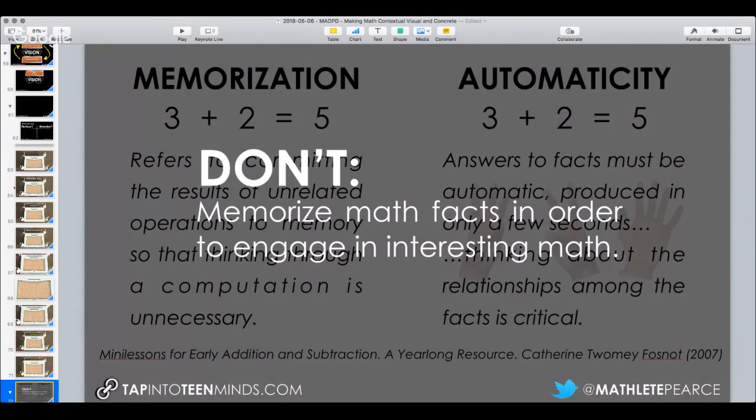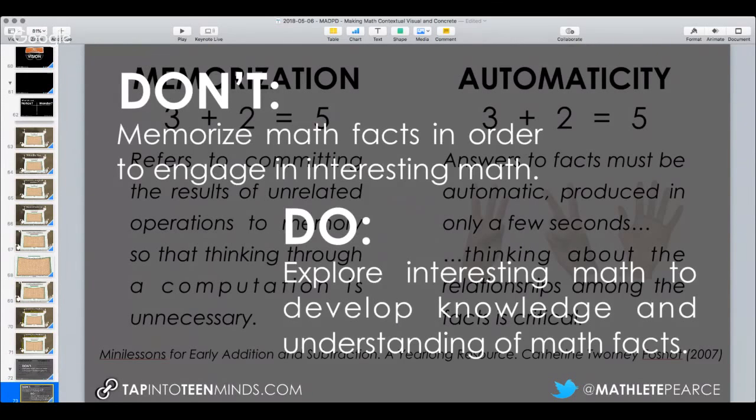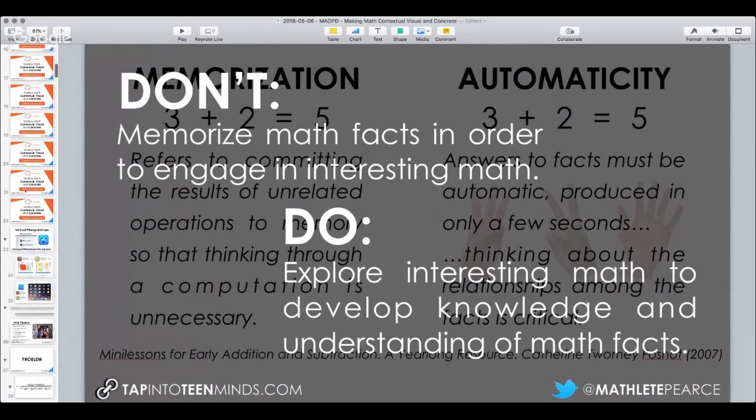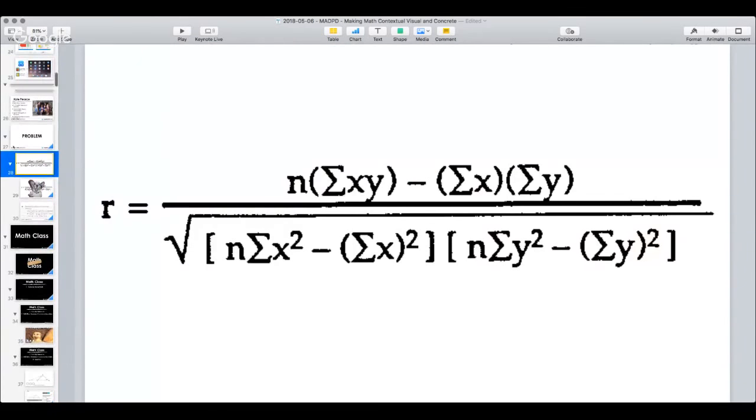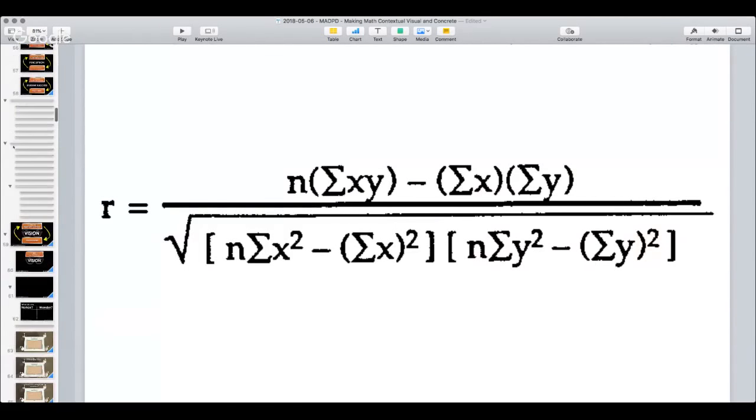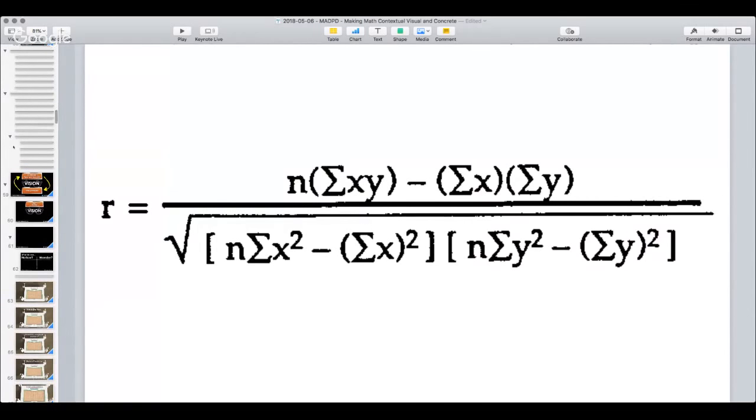What I do want is for students to explore interesting math to develop knowledge and understanding of math facts. Whether that be multiplication like in this particular problem, or whether it be something complex like the correlation coefficient. Rather than me starting with that correlation coefficient like I did at the beginning of the presentation, if you weren't here, we looked at this bad boy, and that's how I would sort of teach it. I'd take that and unpack it.